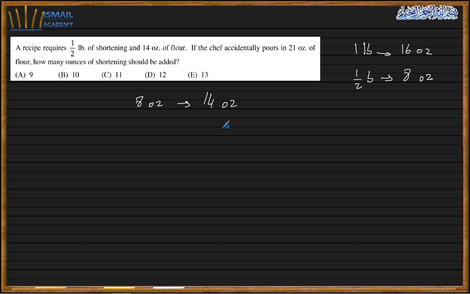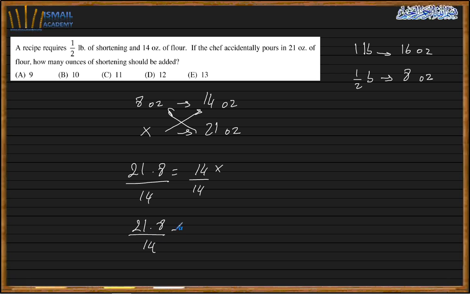If the chef accidentally pours 21 ounces of flour, that means I will have 21 ounces of flour. So how many ounces of shortening do we need? I put X here. Again, I cross multiply. So I got 21 times 8 equal 14 times X. Divide both sides by 14. So I got 21 times 8 over 14 equal X.